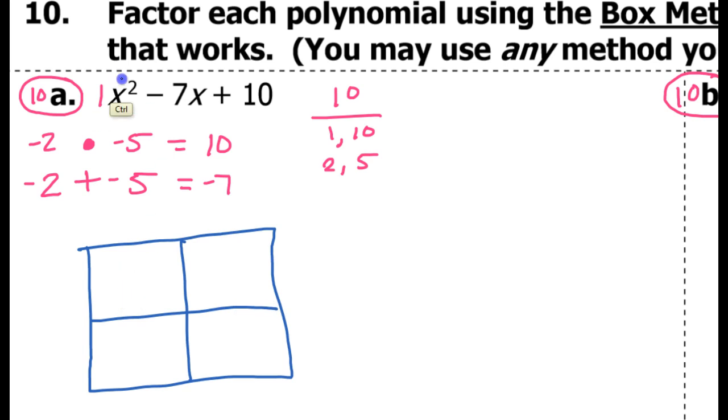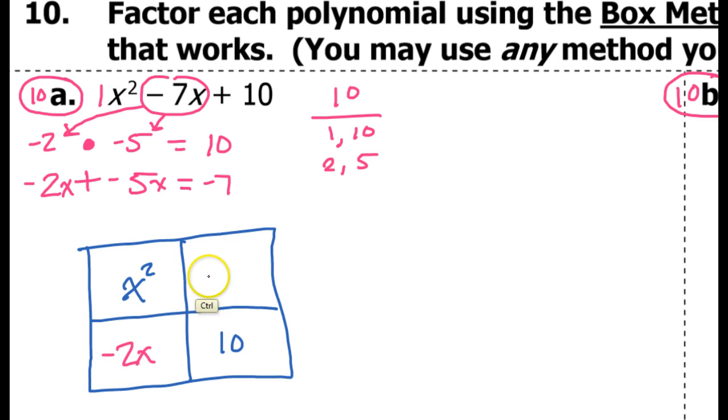Alright, in the first square I put the first term, so I have x squared. In the last square I put the last term, so I will have 10. Okay, in the other two terms I use the two numbers that we just found. Please understand that what I'm doing is I'm splitting up the middle term into two terms. So that's why I'm going to have -2x and -5x, because that makes -7x. So I will put those here and here, -2x and -5x.